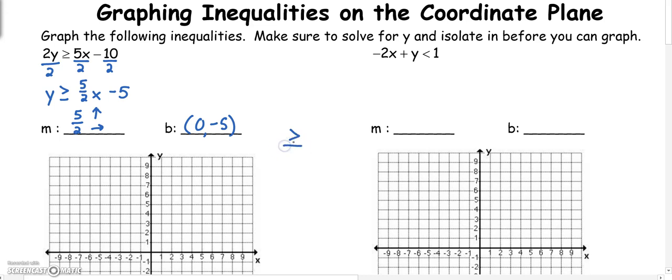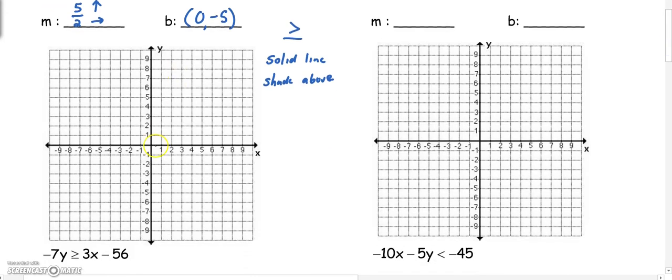Also remember that I have a greater than or equal to sign. So because it's greater than or equal to, this is going to be a solid line. And because it's greater than, we are going to shade above our line. So I'm going to plot my b value at 0, negative 5. And I'm going to use my slope, up 5 over 2, up 5 over 2, and then connect it in a solid line. And then I'm going to shade above this line because it's a greater than or equal to problem.